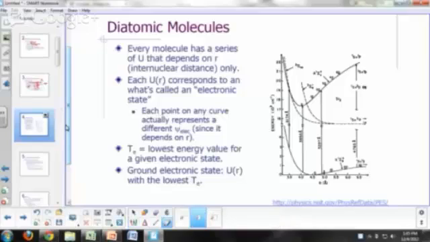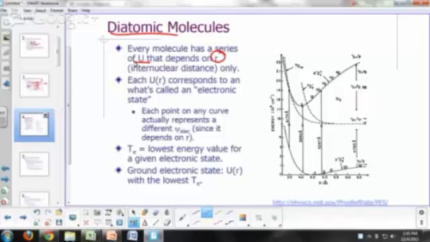So for any given molecule, you get a series of molecular potential energy functions, which depend on the nuclear coordinates. If we're dealing with diatomic molecules, that just depends on the distance between the two nuclei, the internuclear distance. So here you have potential energy as a function of R, and here's your R, in angstroms. This particular diagram is for the Sr2, diatomic strontium molecule.